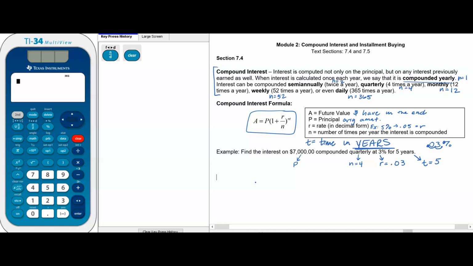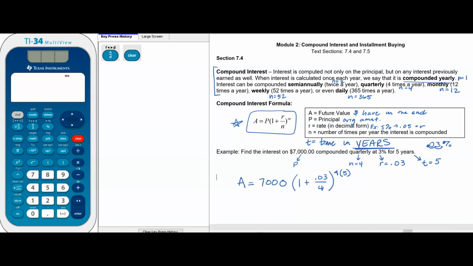Now I'm going to write down my formula. A equals, and I'm using this formula up here in the box, P, so 7,000, times 1 plus my rate, 0.03, divided by 4, and then to the 4 times T power. Now, there's a couple different ways you could do this.